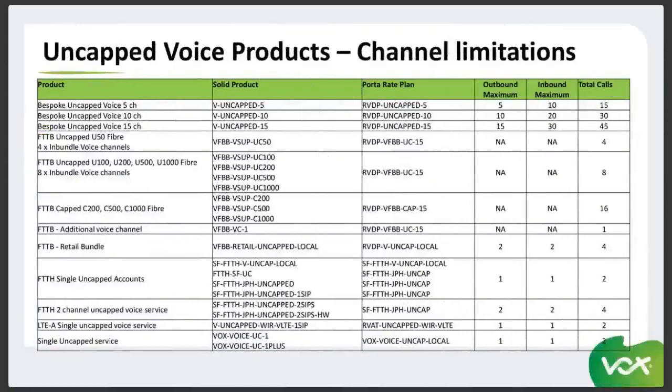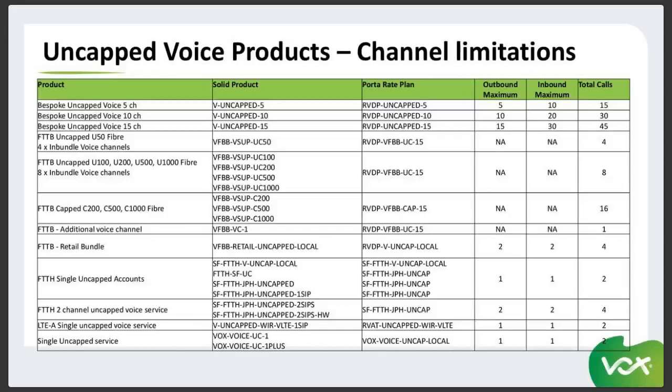Okay, this is quite a busy slide, but I've included in here all of our uncapped products and how they get configured on our voice platform. Guys, the reason I've put this in here is that there was some confusion in terms of how many channels a customer gets if they're buying a fiber to the business broadband bundle that's inclusive of voice. If you look at row number 4, the 4th row down, you'll see that it gets configured as a total of 4 channels. So that's just an example of how to read the spreadsheet.